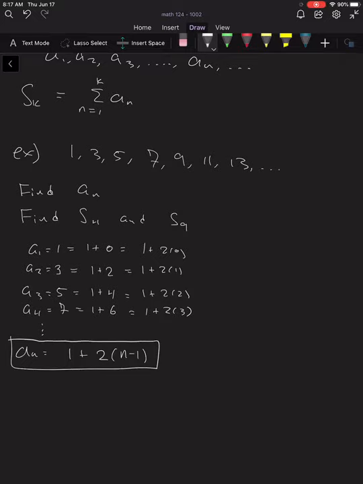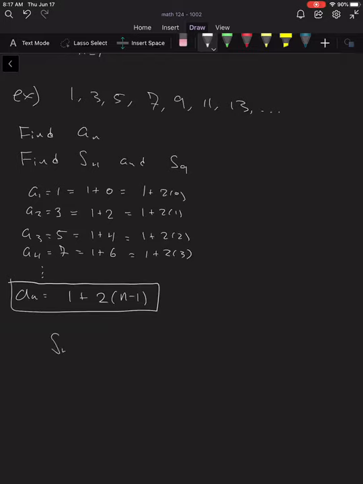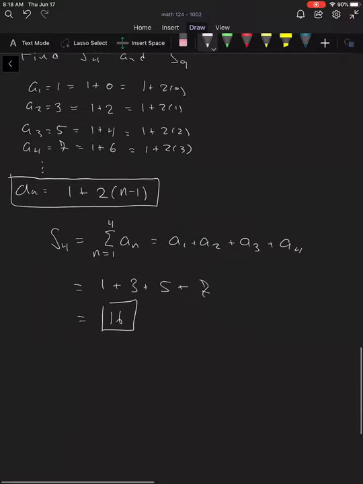All right, so that takes care of the first part of the problem. Now let's find S4. Remember S4 is just the sum, n goes from 1 to 4 of an. So we're adding up the first 4 terms. Again, this is a1 plus a2 plus a3 plus a4. We know a1 is 1, a2 is 3, a3 is 5, and a4 is 7. So we have 1 plus 3 is 4, plus 5 is 9, and plus 7 is 16. Okay, so there's S4, and then we want to find S9.